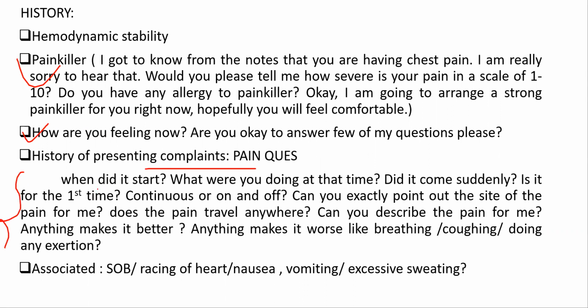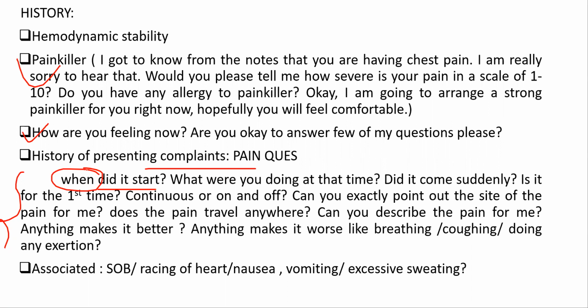So you need to know from the patient when did it start. If from the question you already know that the chest pain started 1 hour ago, will you ask it again? No, because you already know that. If the patient says, doctor, my chest pain started 1 hour ago, and the next question that you ask is, when did your chest pain start?